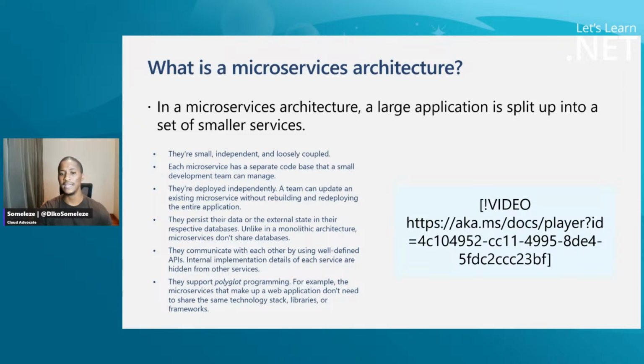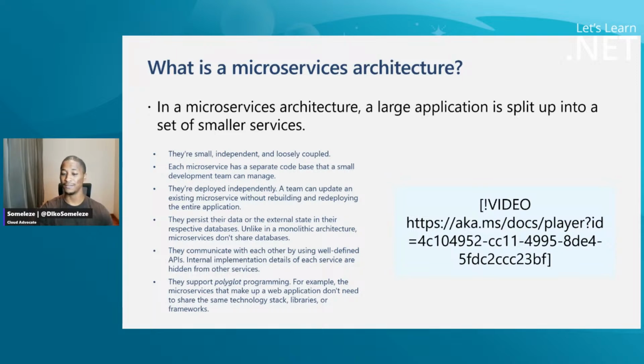So, for example, there are some key characteristics of microservices that you see on the screen. They're small, independent, and loosely coupled. Each microservice has a separate code base that a small development team can manage. They're deployed independently. A team can update an existing microservice without rebuilding and redeploying the entire application. They persist their data or the external state in their respective databases.